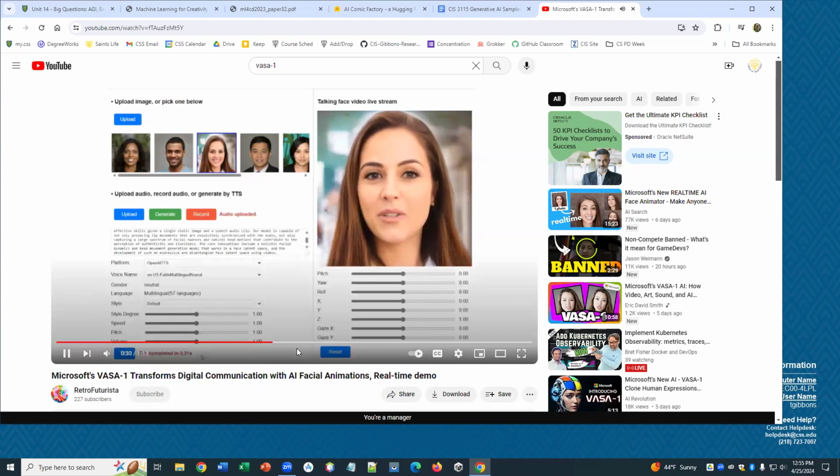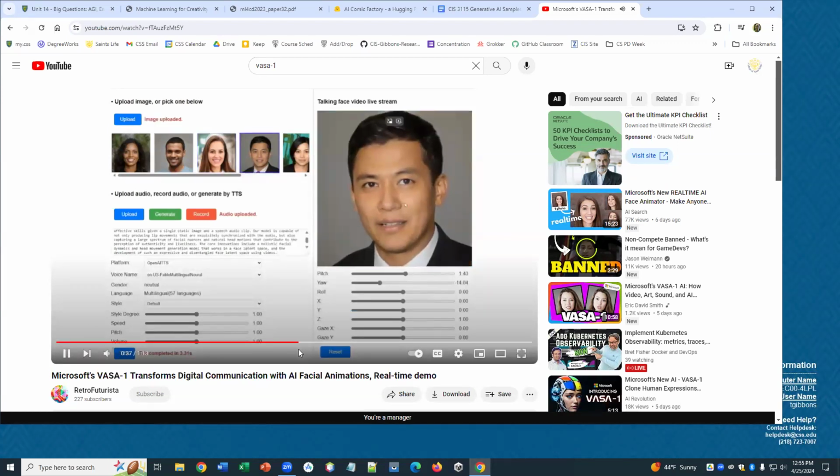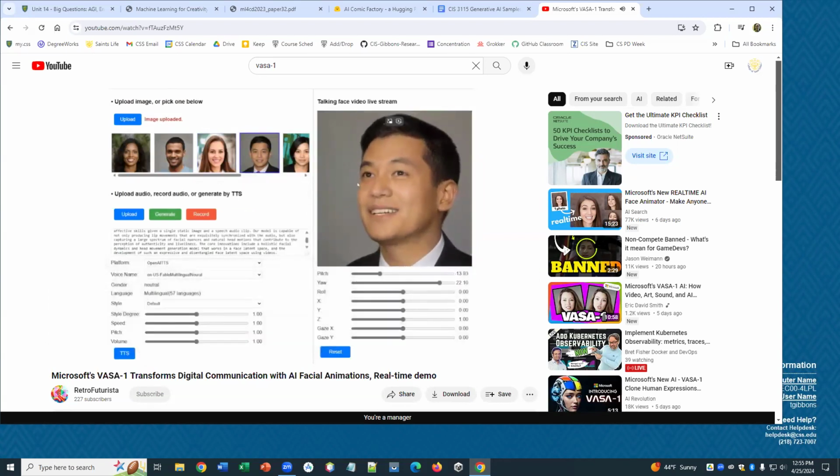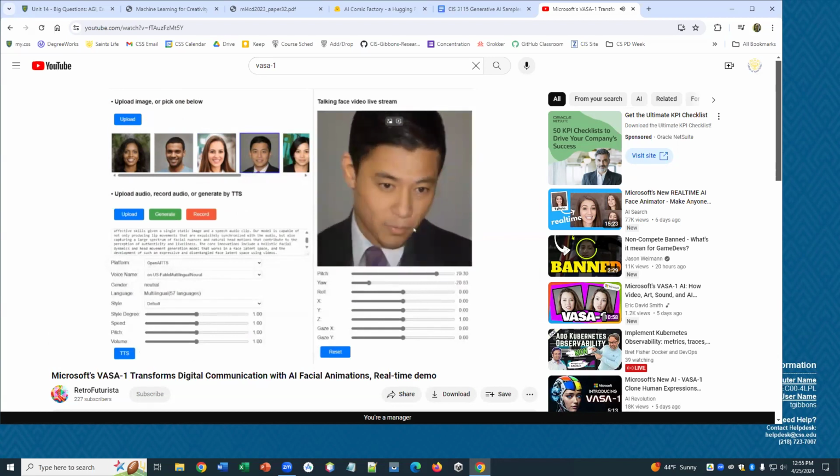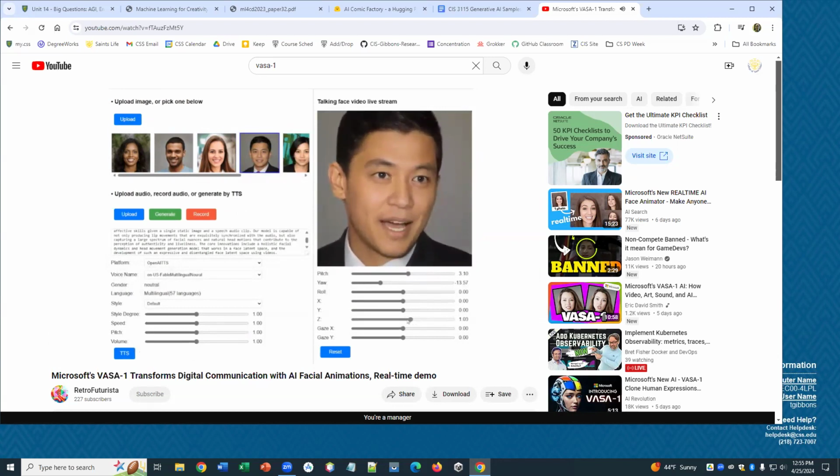Okay. We introduced VASA, a framework for generating lifelike talking faces with appealing visual affective skills, given a single static image and speech audio. Our model is not only producing exquisitely synchronized lip movements, but also capturing a large spectrum.